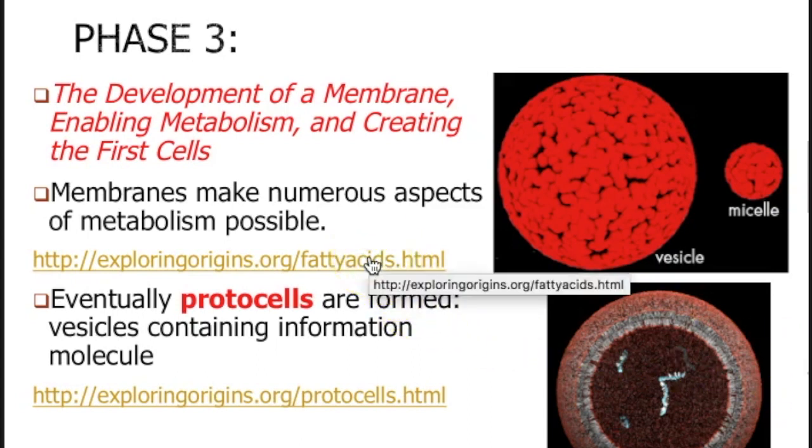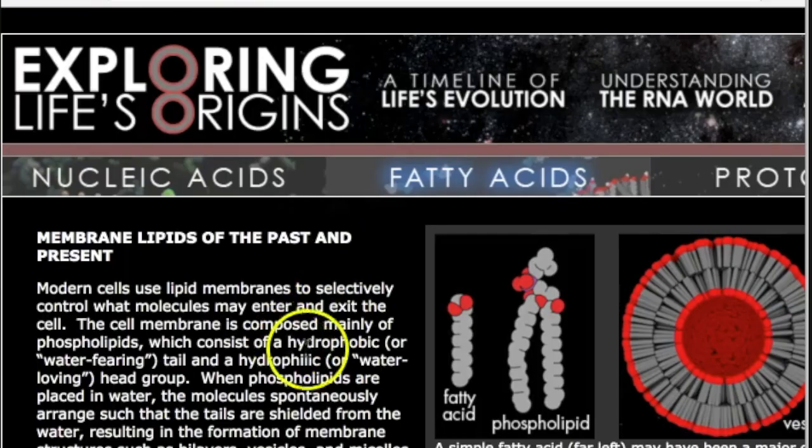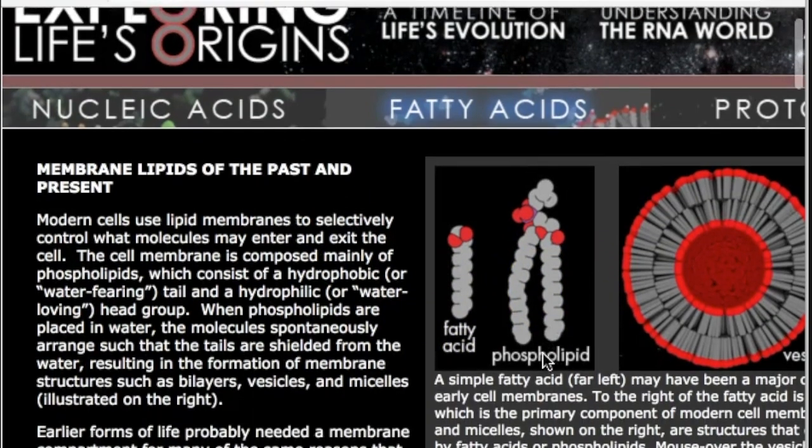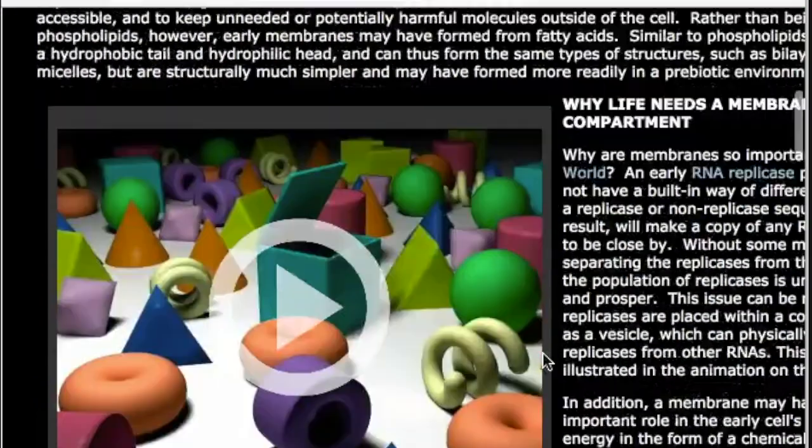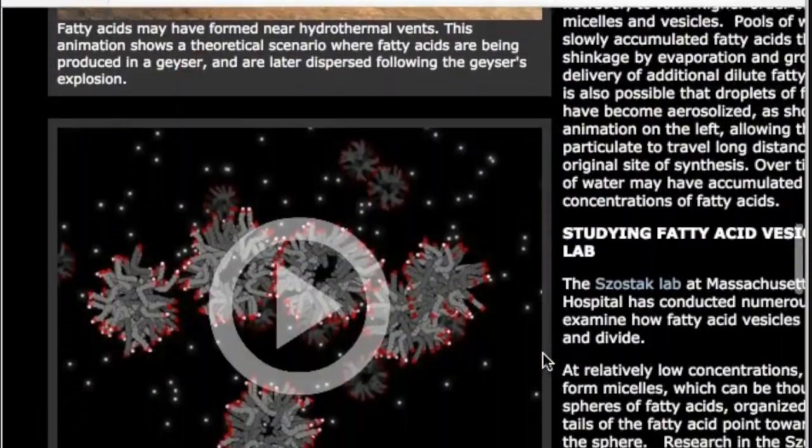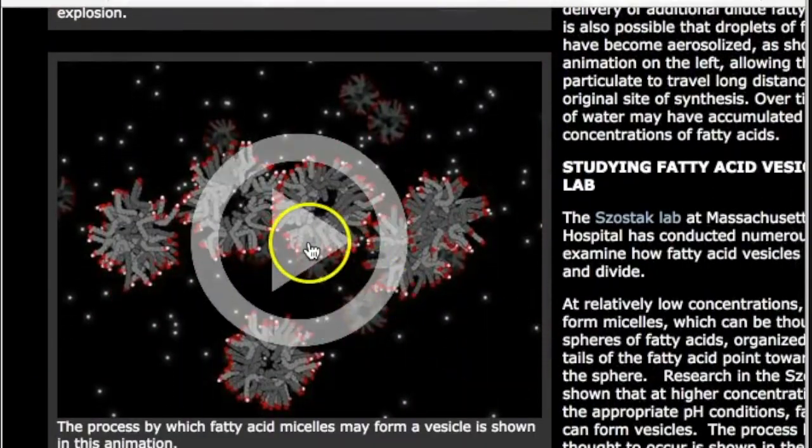Now, membranes are made up of fatty acids, and if you add a special molecule to that, you get your phospholipid. But let's take a look at how the fatty acids form. And just again, showing you what a fatty acid is compared to a phospholipid. They're very, very similar. And going down to the one that I like the best. There's a couple on here that I'm going to show you.